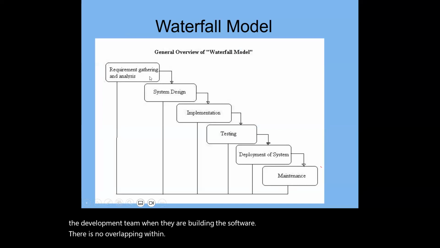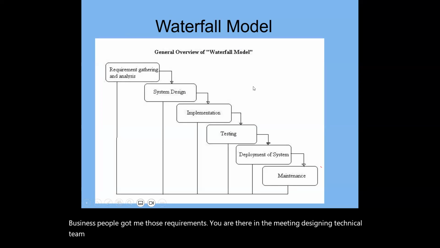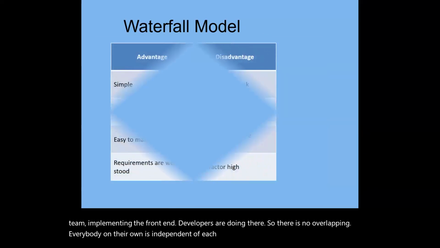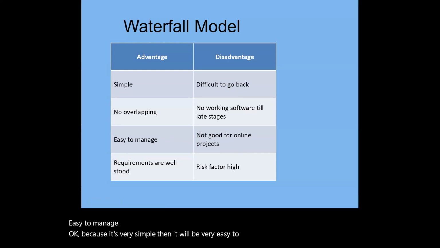You see that. Business people are gathering those requirements, you are there in the meeting, the technical team is designing and implementing it, front-end developers are doing theirs. So there is no overlapping. Everybody on their own is independent of each other. There's no overlapping within the team. Easy to manage. Because it's very simple, it will be very easy to manage. And the requirements are well understood.